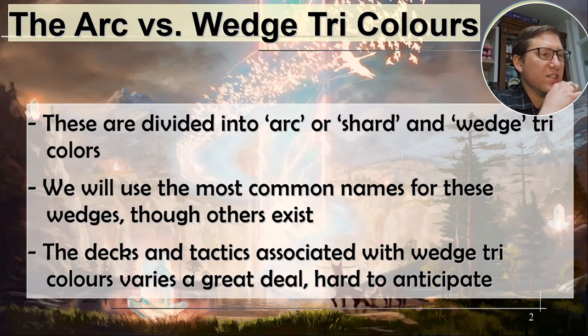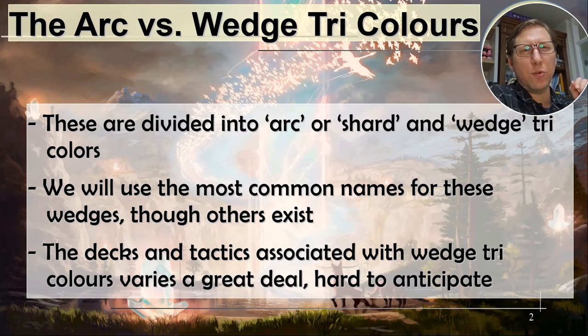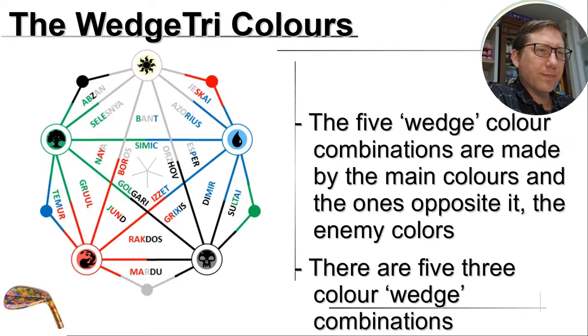Okay, decks and tactics associated with the wedge tricolors vary a great deal and are hard to anticipate. I do think it's harder to predict. Well, a lot of things you can say, oh, there's 1 or 2 prime strategies for this combination. You won't know what to expect with a tricolor. Again, if I see Boros, like red-white, I'm like, probably an equipment deck. You know, not necessarily, but probably. Anyway.